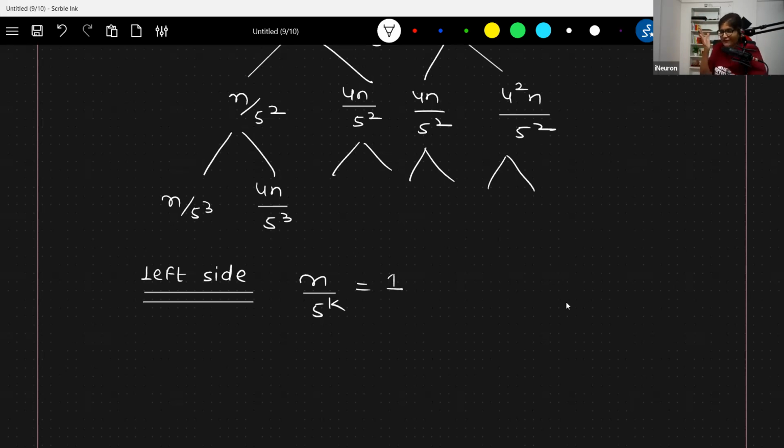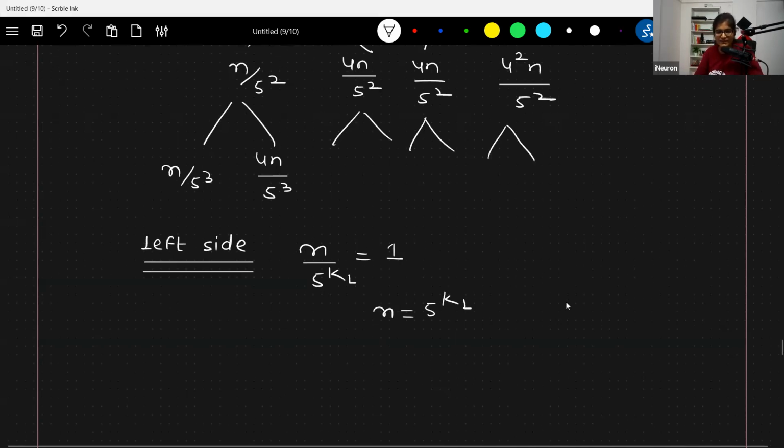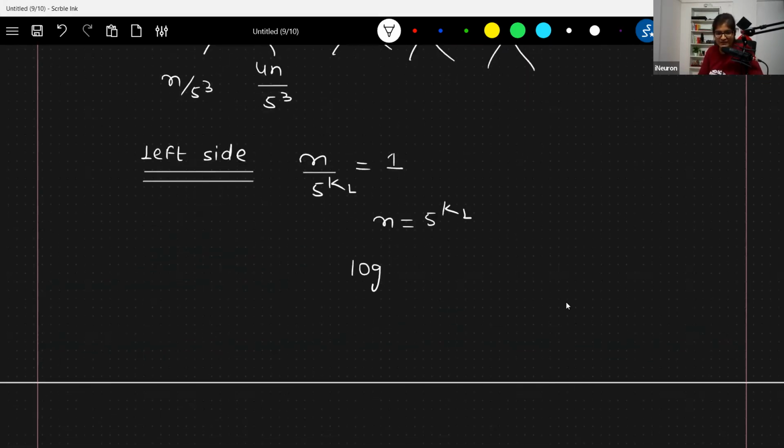Because on the left side, if you observe, every time we are dividing by 5. So if I solve this equation, I will get 5 to the power k. Let me write KL, which indicates the left side levels. If I take log base 5 on both sides, then KL, the left side level, is log of 5 base 5, so it will be equal to 1.